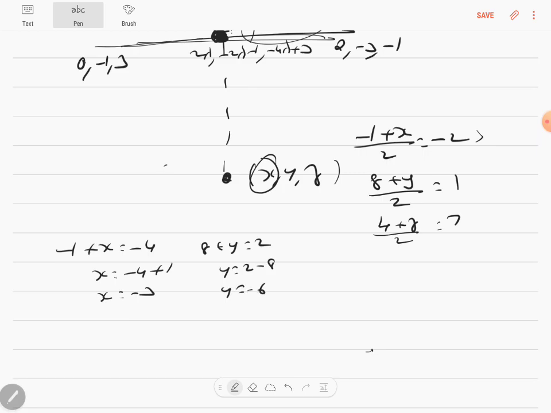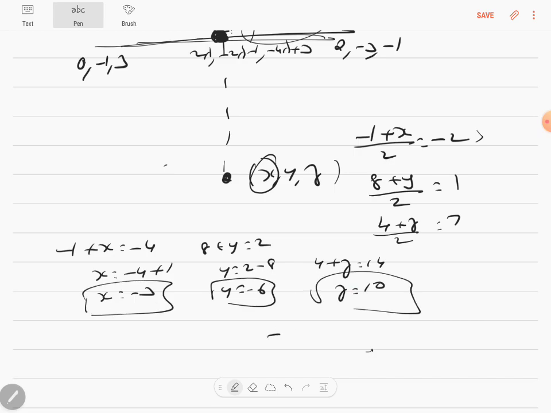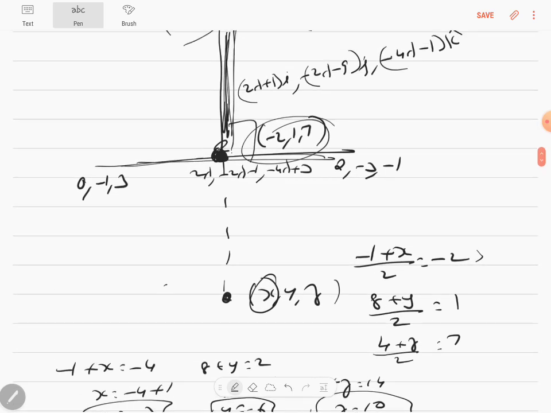Y is equal to minus 6. 4 plus z is equal to 14, so z is equal to 10. Thus you get x, y and z, which happens to be the image: minus 3 comma minus 6 comma 10. You should know how to find the foot of the perpendicular to be able to write an image.